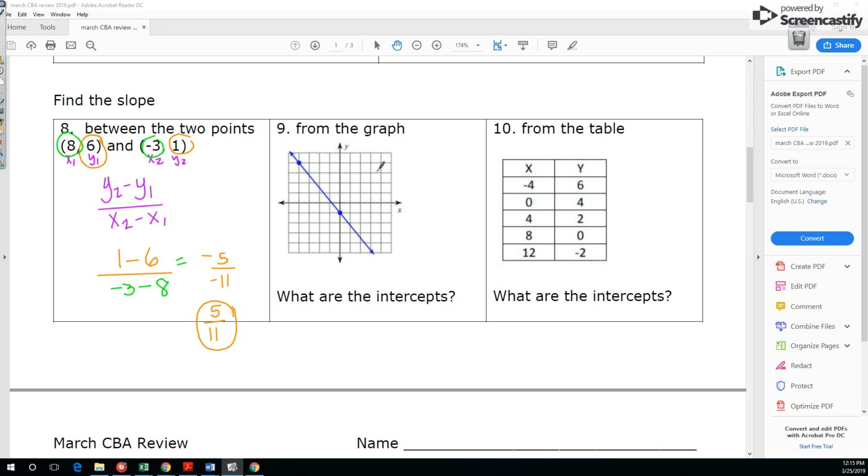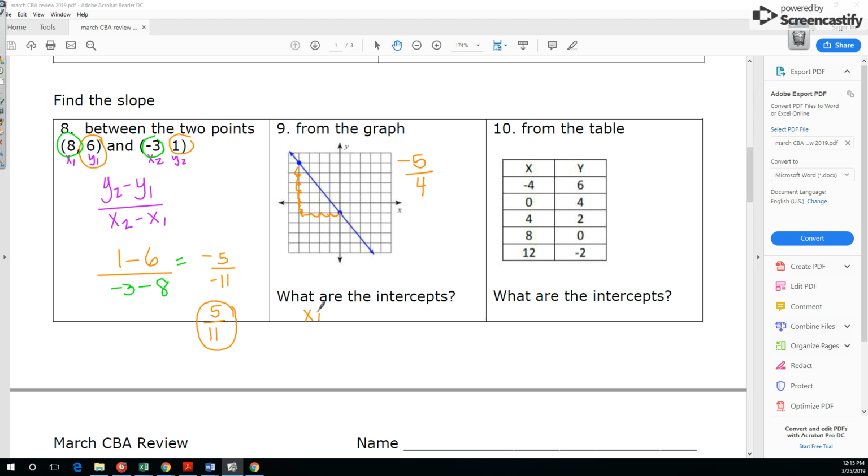From the graph, I can just count. That's nice and easy. I can count down 1, 2, 3, 4, 5. And I can go over 1, 2, 3, 4. So down 5, to the right 4.